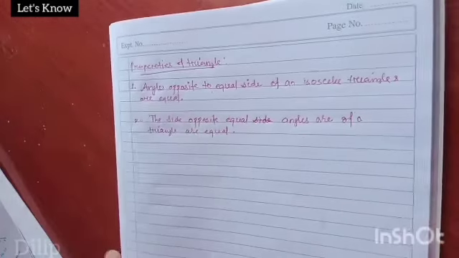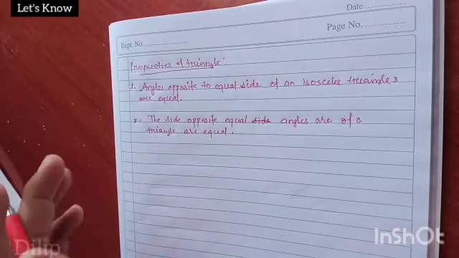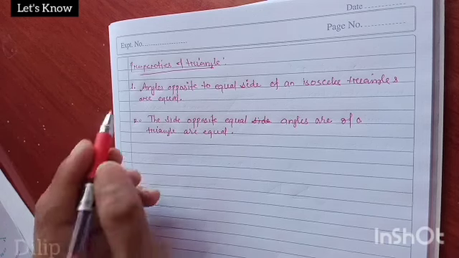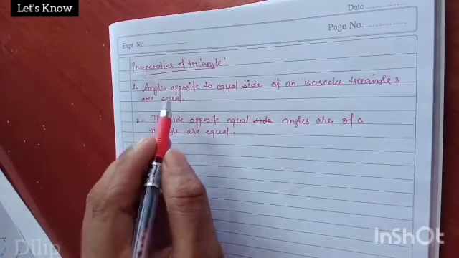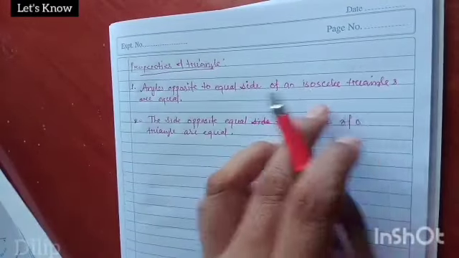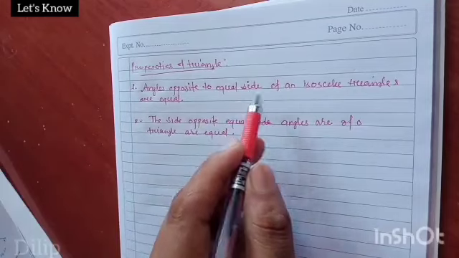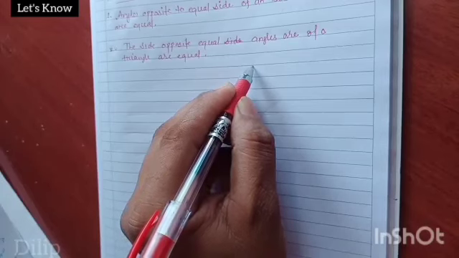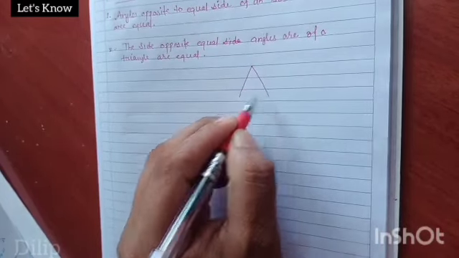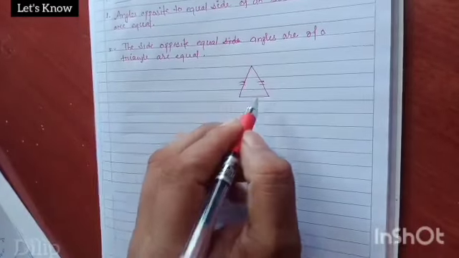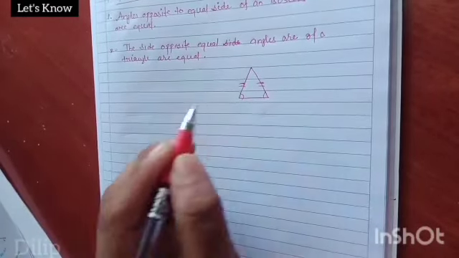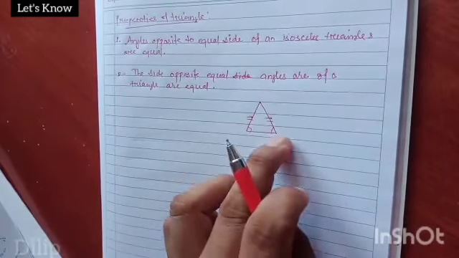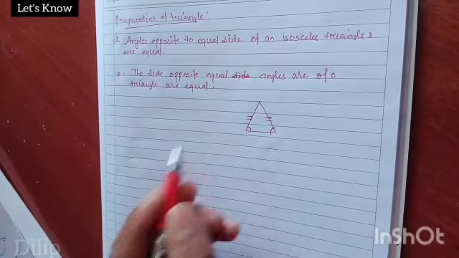After this, I am going to tell you about the properties of triangles. These two properties I have written. You got this in your earlier classes, in class 9, as a theorem. Number one: angles opposite to equal sides of an isosceles triangle are equal. Isosceles triangle means two sides are equal, right? If these two sides are equal, then their base angles will always be equal. So according to this first property, if these two sides are equal, then these two base angles will always be equal.